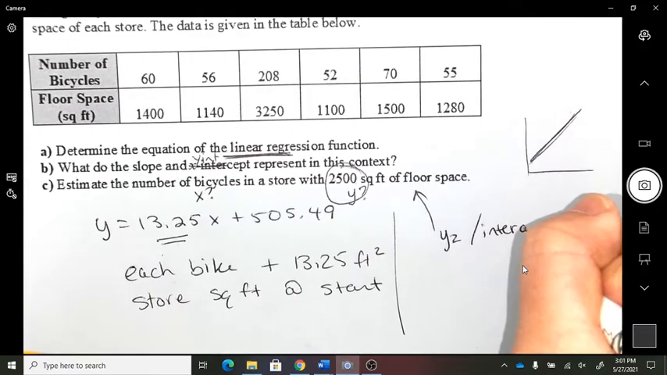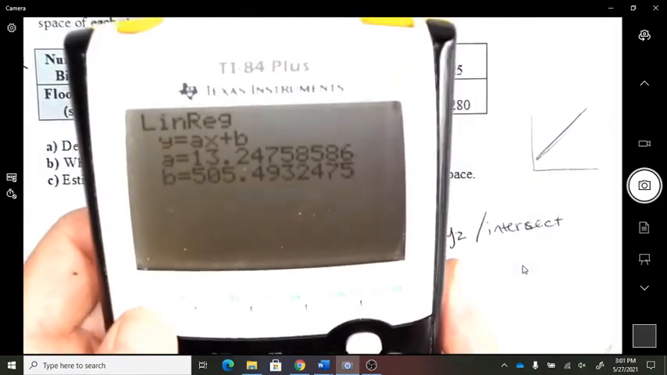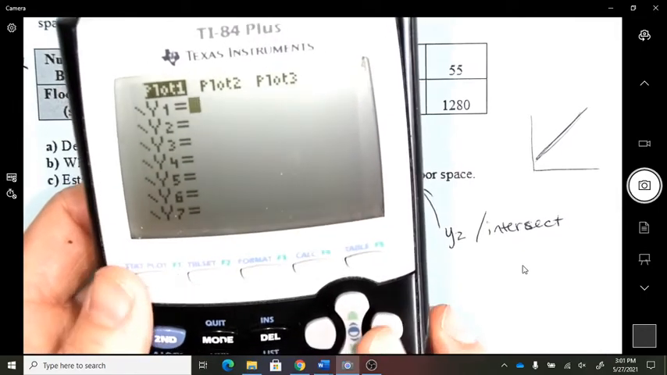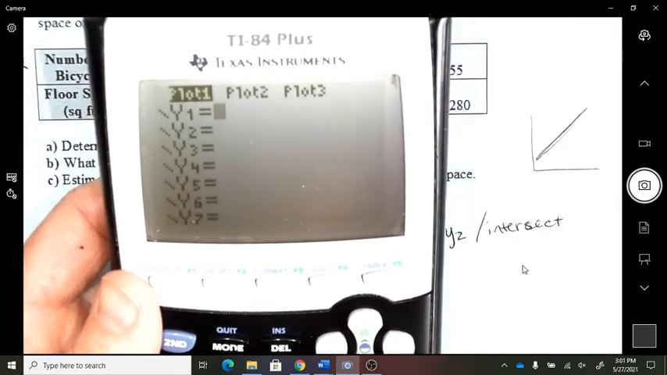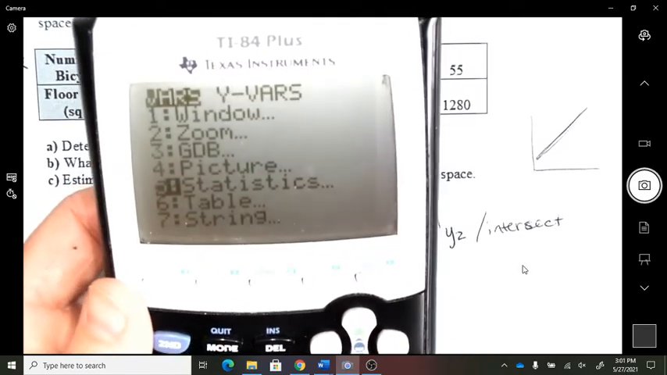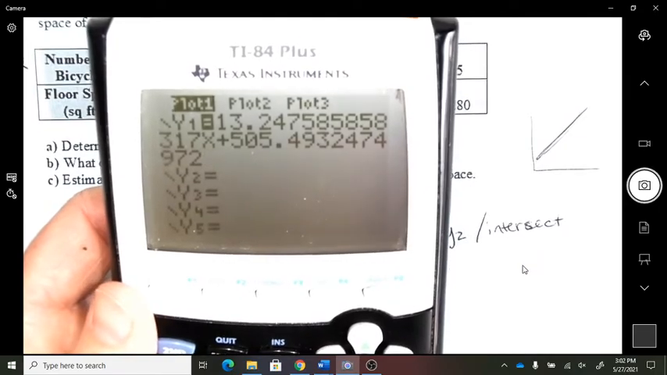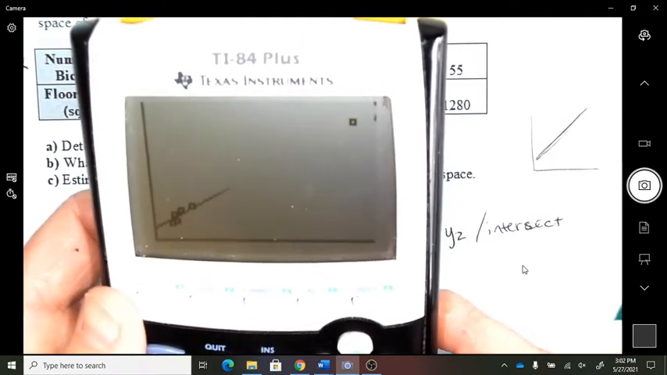I don't even think I have mine in here yet. Okay, so how do we get it in here? We go y equals, vars, stat, equation, enter. Boom, it's in there. Graph it.